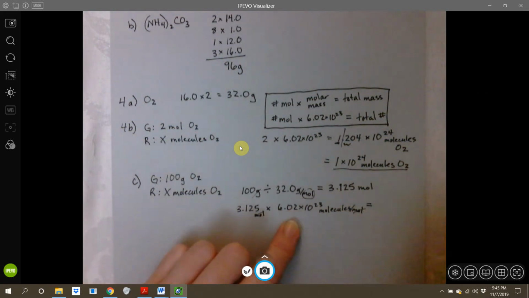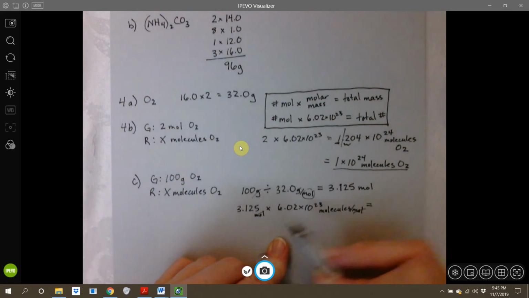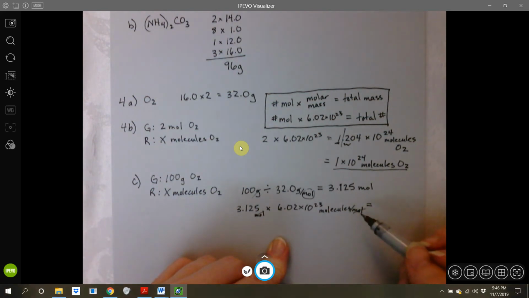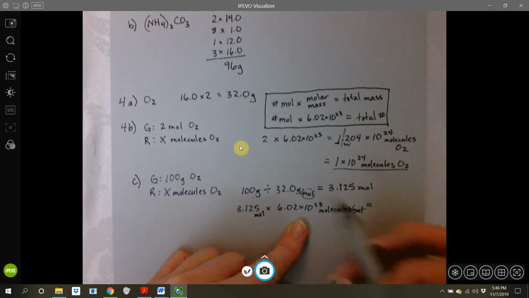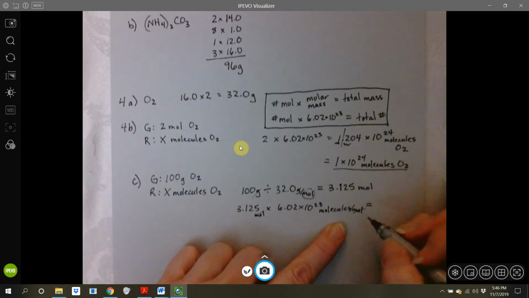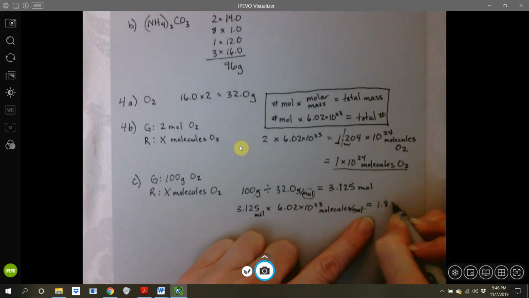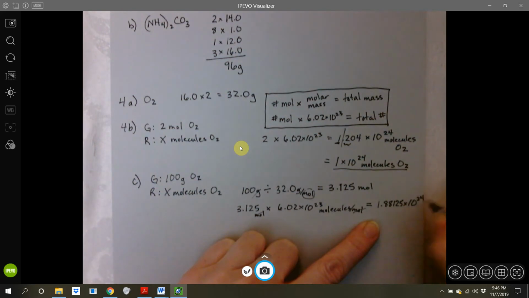Molecules are left. Okay. Again, you do not have to include the units, but if you're looking in the book and you're wondering how all this business works, I've been canceling them to show you. I had a couple of questions about that. But if you want to leave the units out, that's fine. So we'll take our 3.125 and multiply by 6.02 times 10 to the 23, and we get 1.88125 times 10 to the 24. But of course, we won't leave it there.